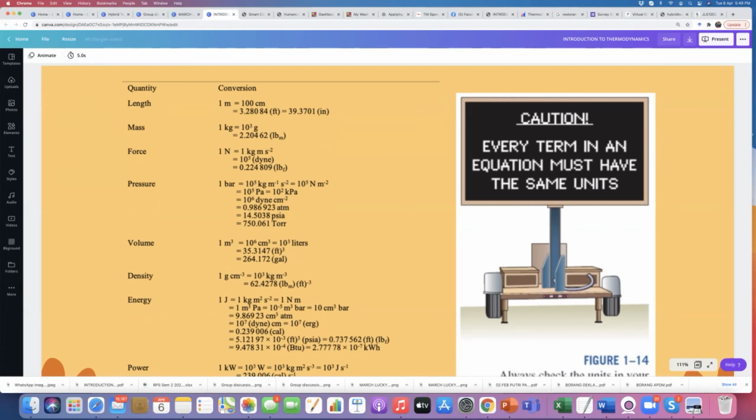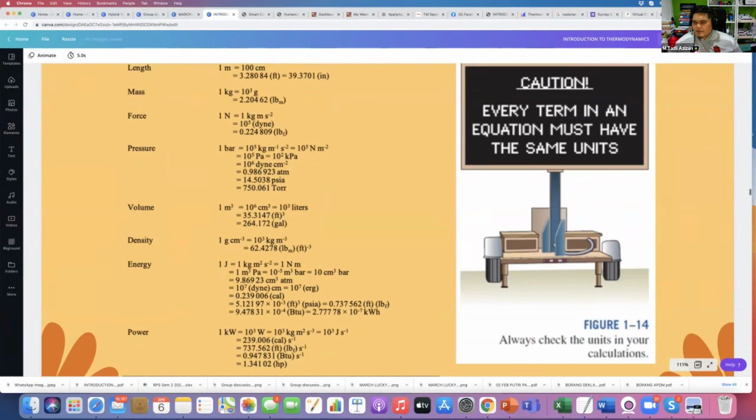So you have different units that you have to address, and you need to know what the conversion looks like. For example, for pressure, 1 bar is equivalent to 0.986 atm, equivalent to 750.06 torr. So that is pressure. For volume, for example, 1 meter cube equals 10 to the power of 3 liters, and then you have feet cube and gallon as well. So this is some of the conversion being given to you.